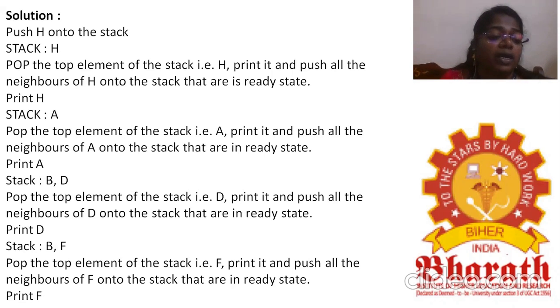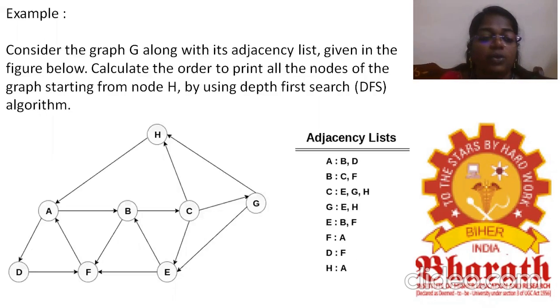Here what we will do now, the top of the stack is F. So what we have to do? We have to pop the top element. What is at the top? F. So we will print F and we have to check the neighbor nodes or adjacency nodes for F. Again, we have to check the adjacency list. What is there for the adjacency of F? Adjacency of F is A.